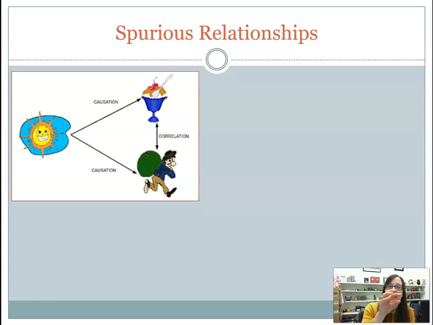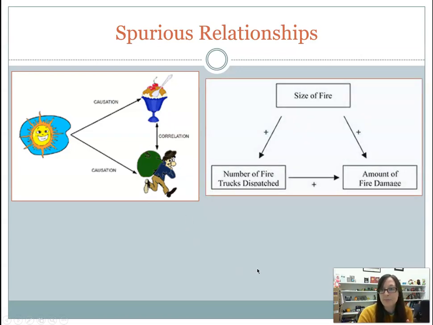What's happening is that it's hot outside and it's summertime, and during the summertime when it's hot outside, people buy more ice cream, and during the summertime when it's hot outside, people commit more crime, which is an established relationship. So the causation that's happening is actually between the heat or summer, causing increases in ice cream sales, and causing increases in crime. But these two variables are going to look like they're related, but they're not. That's a spurious relationship.